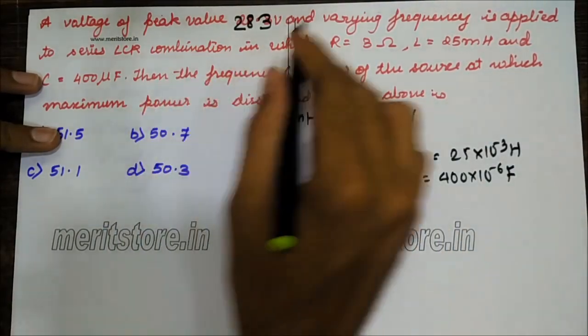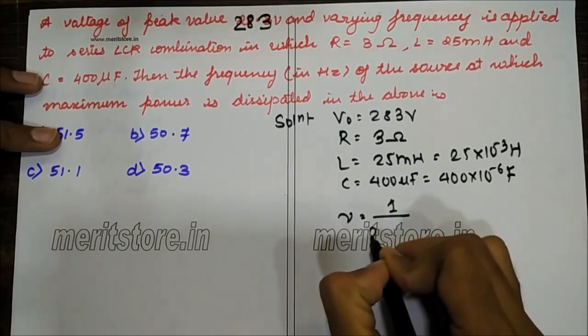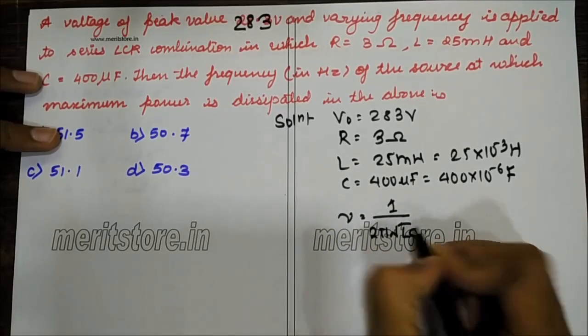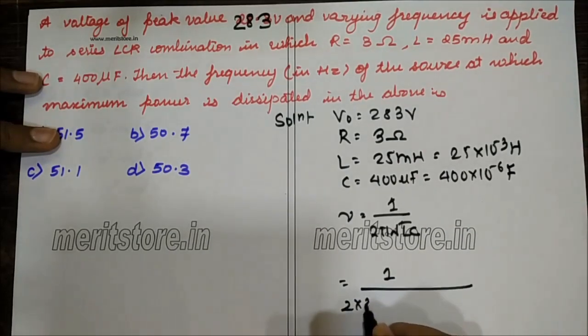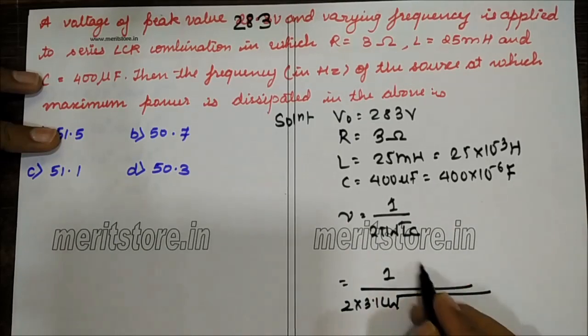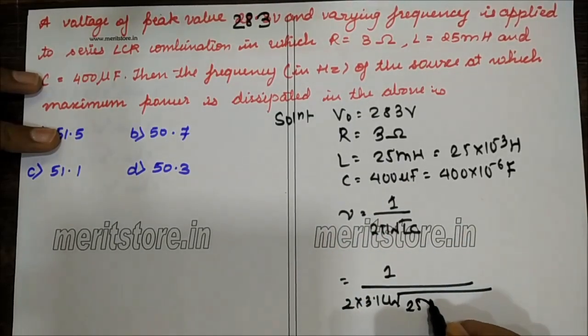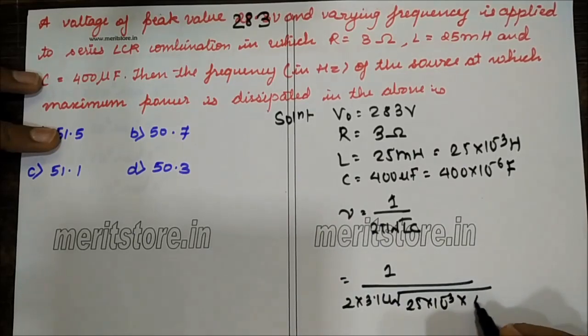For the frequency in an LCR circuit, we have mu equals 1 upon 2 pi root LC. So that is 1 upon 2 into 3.14 into root of L, which is 25 into 10 raised to minus 3, into C, that is 4 into 10 raised to minus 4.